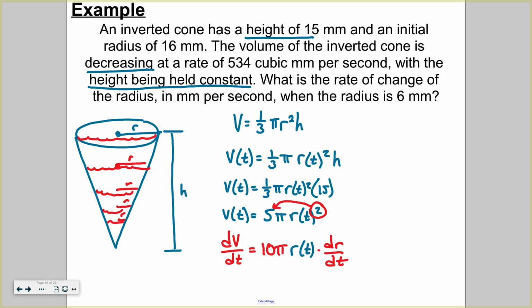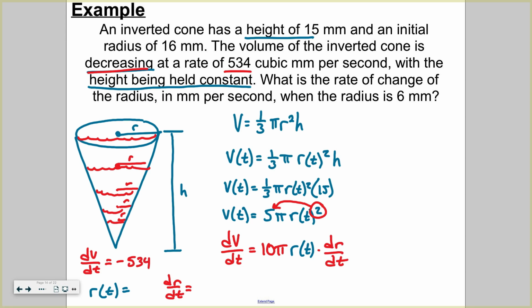Alright, so then we have 3 variables: dV/dt, r(t), and I've run out of room, so I'm going to have to write it over here, dr/dt. We're told that the volume of the inverted cone is decreasing at a rate of 534 cubic millimeters per second. So dV/dt is going to be negative 534.